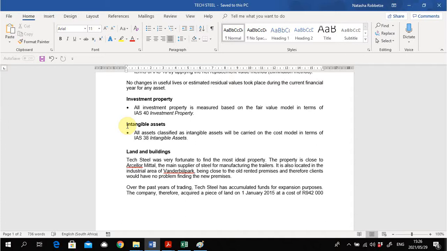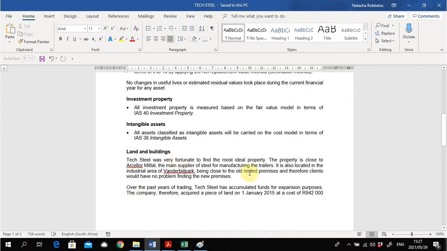They say in terms of their intangible assets, they use the cost model in terms of IAS 38, which is the standard which regulates intangible assets. In the first note, they talk about land and buildings, and they say Textile was very fortunate to find the most ideal property. The property is close to ArcelorMittal, the main supplier of steel for manufacturing the trailers. It is also located in the industrial area of Annabelle Park, close to the old premises, and therefore clients would not have problems finding the new premises.